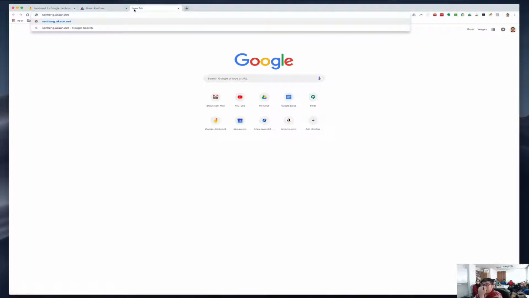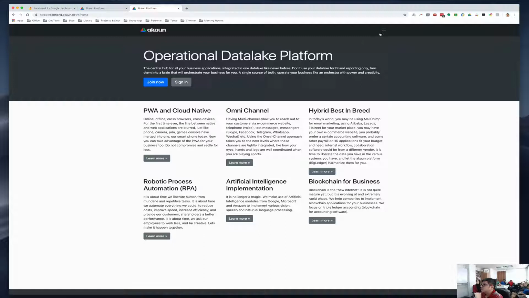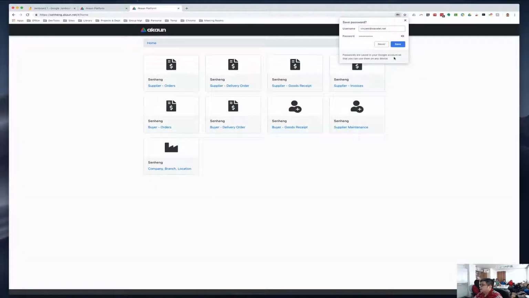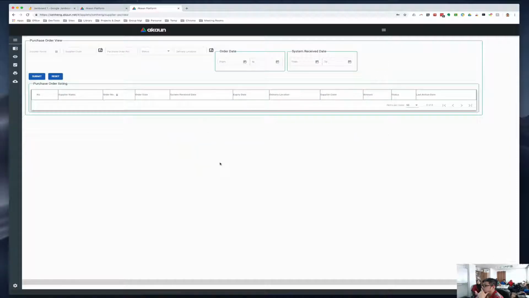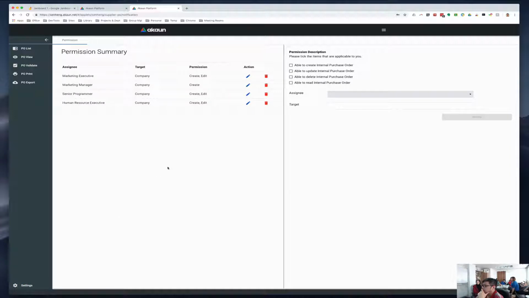Account.net. So let me sign in. Who published it? Okay. Is there a script for permission? Okay, am I supposed to see this? Okay. Yeah, Senheng supplier orders. Senheng supplier orders. Okay, just go to the setting. Yeah. Okay.